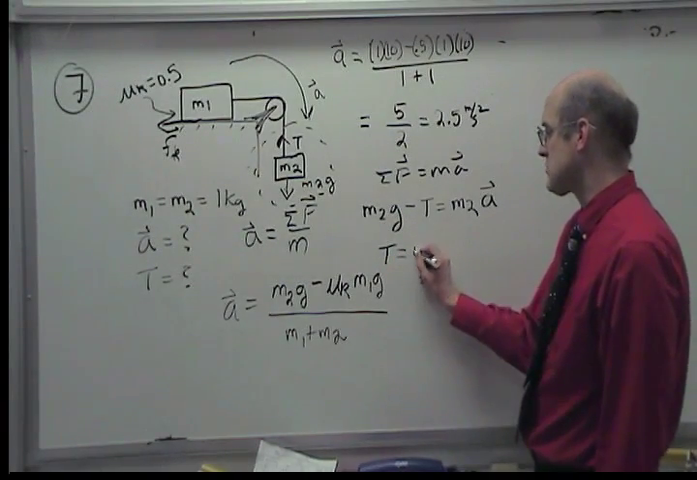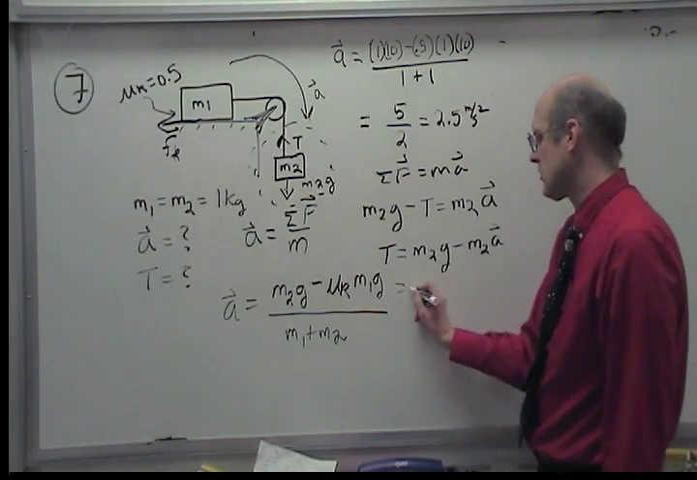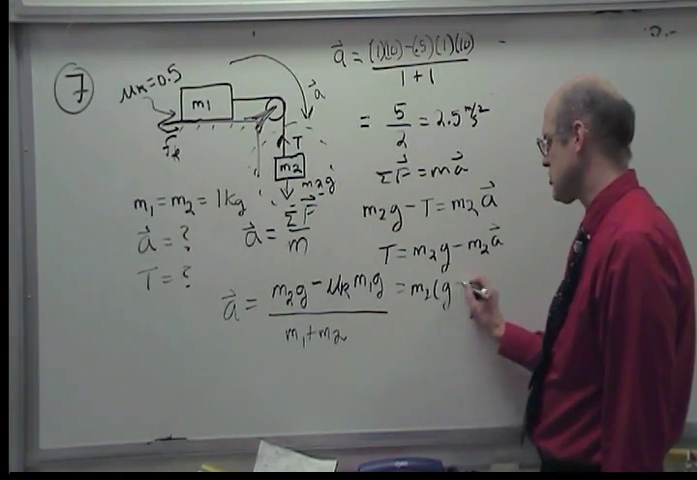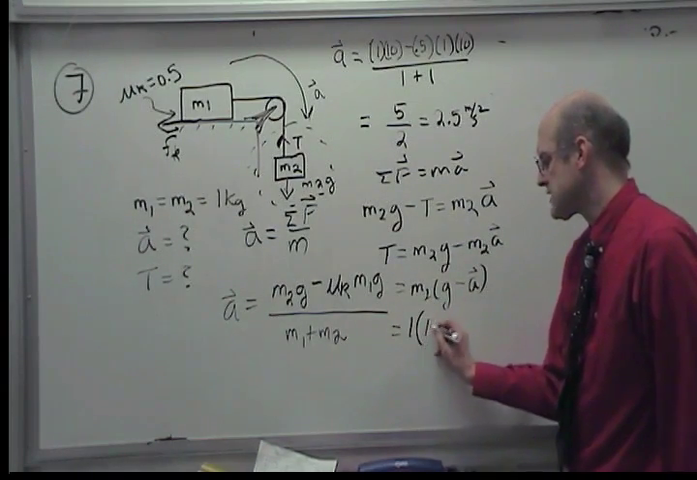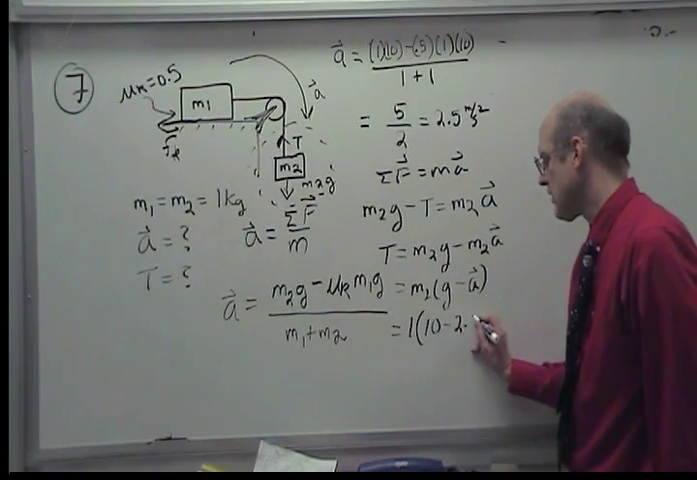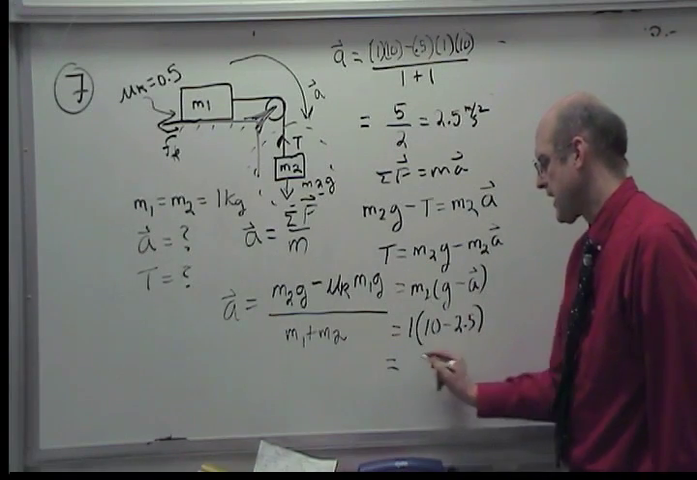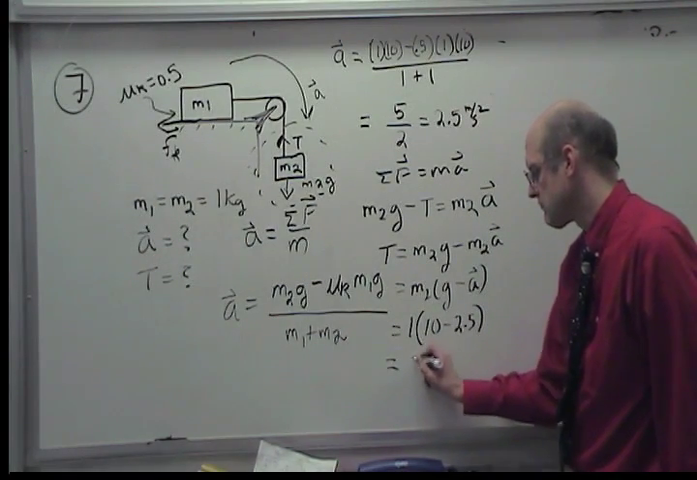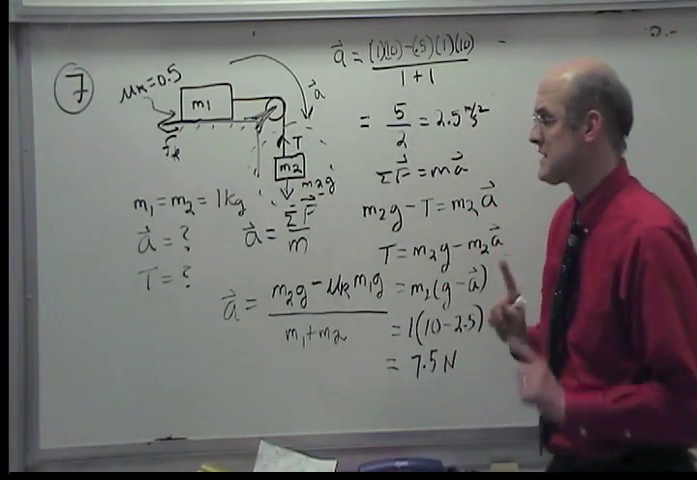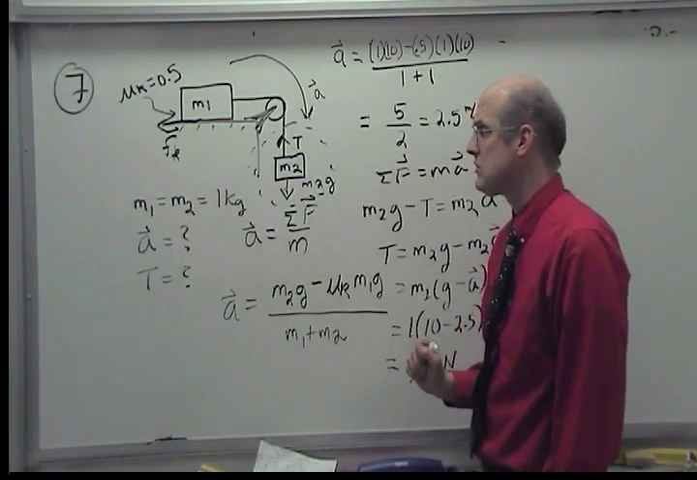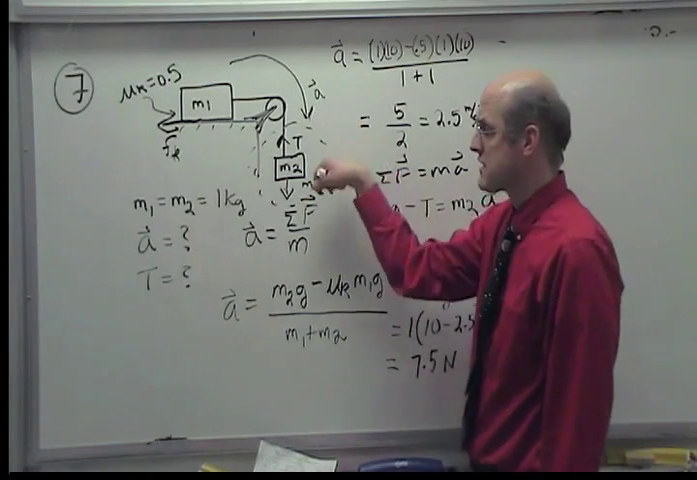So the tension then is equal to M2G minus M2A, or M2 times the quantity, G minus the acceleration. So we have 1 times the quantity, 10, minus 2.5. So we have here 7.5 newtons. Notice that the tension, 7.5 newtons, is less than the weight of M2, which is 10 newtons. And that makes sense because you need a net force downward.